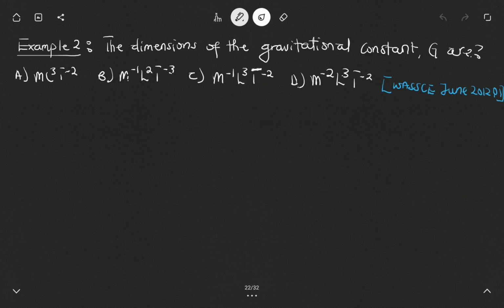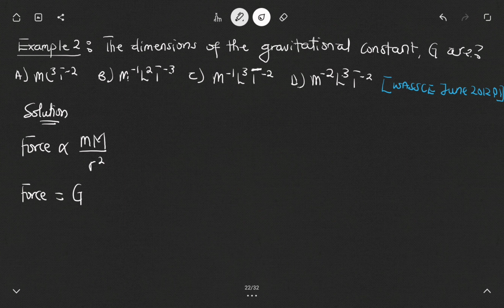So the gravitational constant, we can get it from, let me write down the solution. We can get the gravitational constant from the fact that force between two heavenly bodies is proportional to, let me use the proportionality sign, the product of the two masses and then the radius between them squared. Now if we remove the proportionality sign and we introduce a constant, that constant is G, which is the gravitational constant that we are asked to find the dimension for. So in this case, all we have to do is to make G the subject.